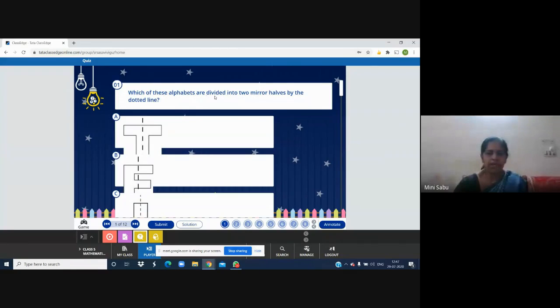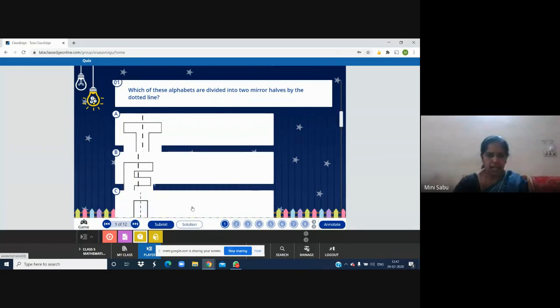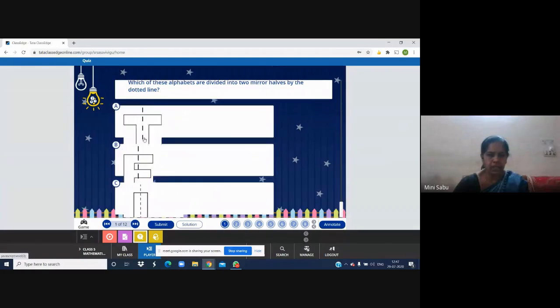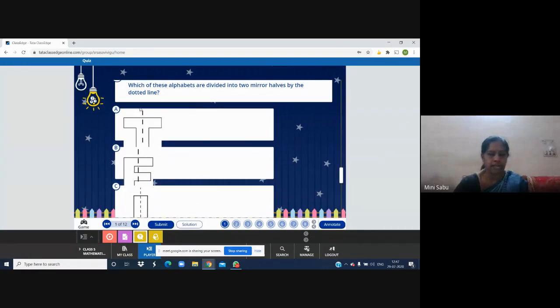Which of these alphabets are divided into two mirror halves by the dotted line? Here A, B, C options are given. Which one is divided into two mirror halves by a dotted line? Then the question is, in which figure is the dotted line a line of symmetry?